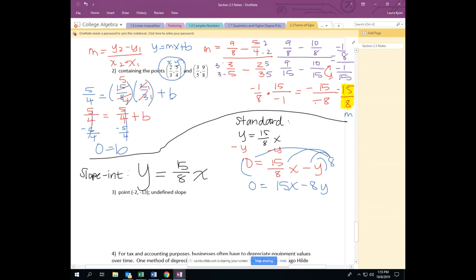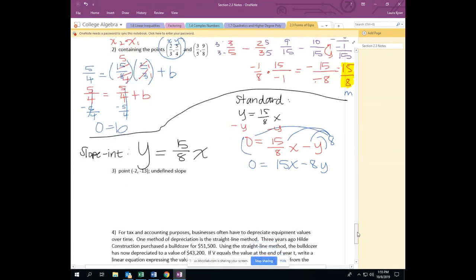Slope-intercept, standard. So sometimes you might have to work with nasty numbers. And sometimes you get lucky and you get nice numbers. It just depends.